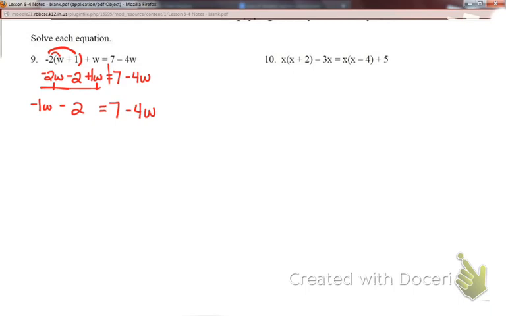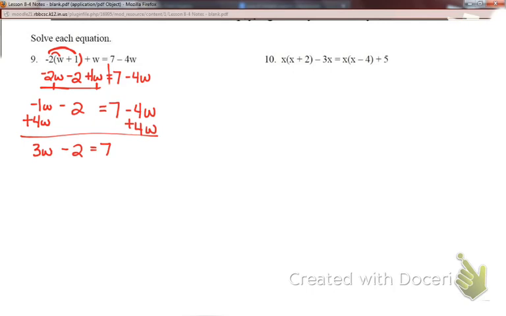Okay, now you're at the point where you want to start moving your w's to one side and your numbers to the other side and getting that w by itself. So a couple different ways. There's actually like 4 different ways to go from here. I'm going to choose to add the 4w since it was a minus. Remember to show your work, show what you're doing to both sides. Let's see, -1w plus 4w is 3w. So 3w minus 2 equals 7.